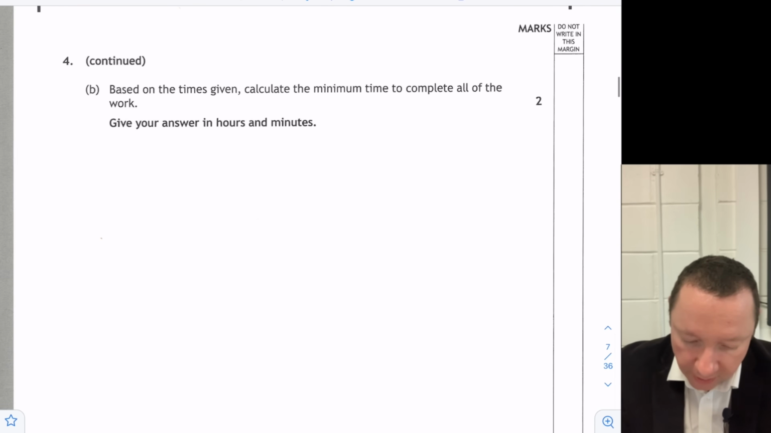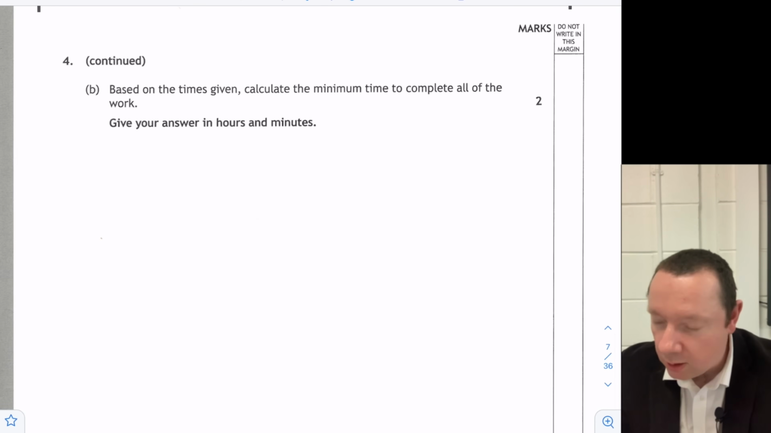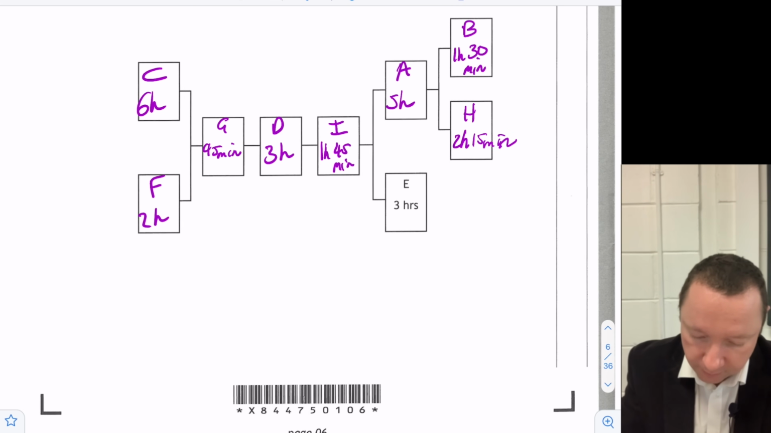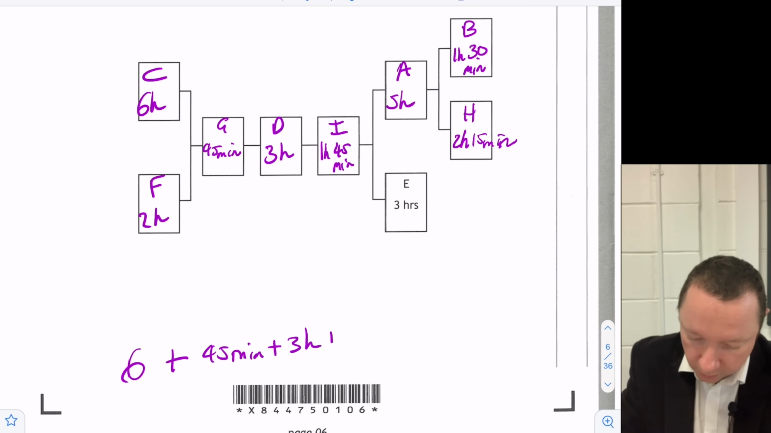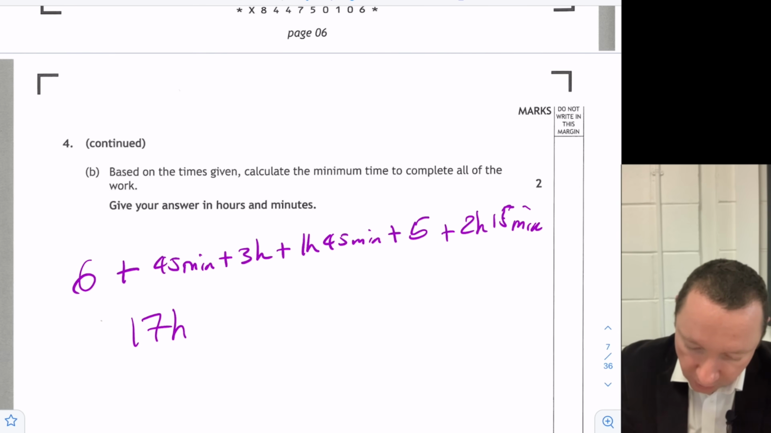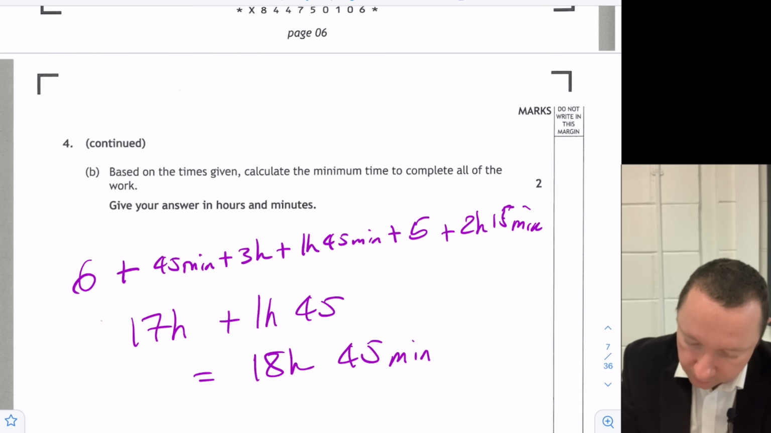Okay. Based on the times given, calculate the minimum time to complete all the work. Give your answer in hours and minutes. So we're looking for a critical path. So we've got 6 plus 45 min plus 3 hours plus 1 hour 45 min plus 5 hours plus 2 hours 15 min. 17 hours I've got. And then for the minutes, 1 hour 45. So that's 18 hours, 45 minutes.